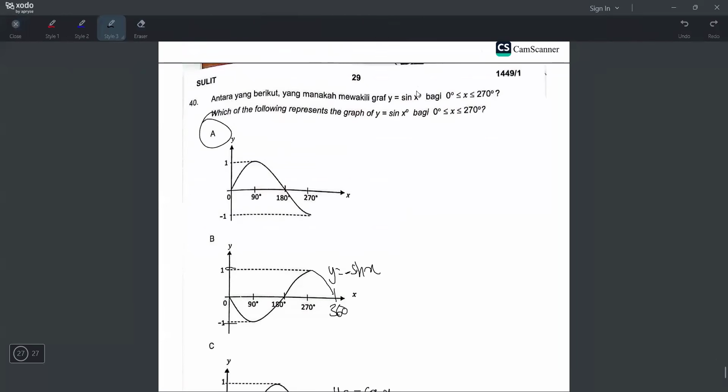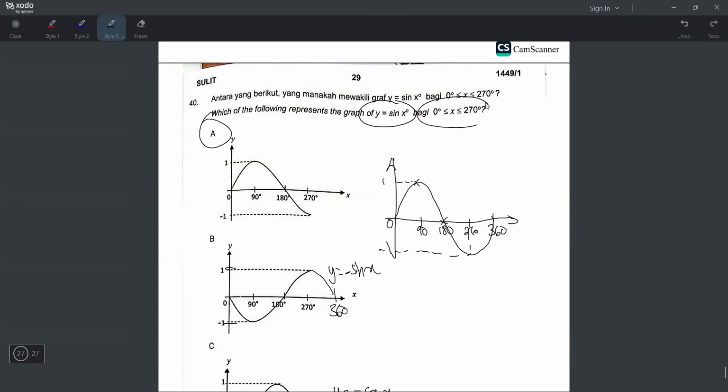For this one, there's nothing for me to teach actually. The only thing is you have to memorise the shape of y equals sine x. The sine x graph looks like this. 0, and the first coordinate you have to memorise is 90, 1. Next coordinate is 180, 0. And then when it's 270, it will be negative 1. And then 360, but they want you to draw until 270. That's why this part is removed. So A is the answer.